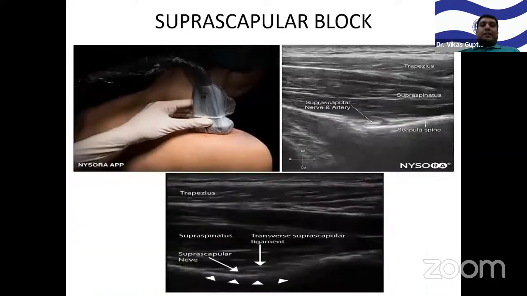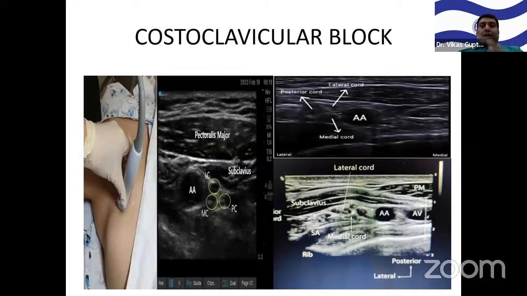First we will discuss the costoclavicular block. Costoclavicular block is basically a type of infraclavicular block. In that, we block the brachial plexus at the level of the cords. We can do all the surgeries below the shoulder. In this picture, we have to identify two or three structures.